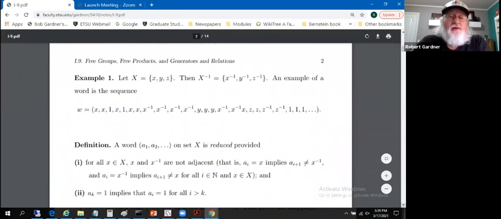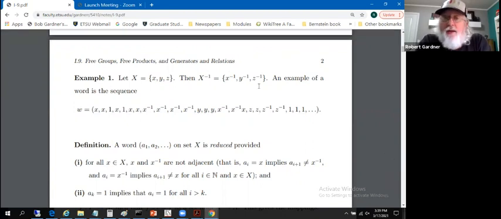Let's illustrate that a little bit. Suppose set X has symbols x, y, and z, then X inverse, the set, would consist of the symbols x inverse, y inverse, and z inverse, and we'd have the symbol 1, or the letter 1, as it were, on the table as well. An example of a word then would be the infinite sequence x, x, 1, x, x, x inverse, x inverse, x inverse, x inverse, y, y, y, x inverse, and so forth. And then we hit the ones and stay with the ones. Not that there couldn't have been ones earlier in the word, but eventually nothing but ones.